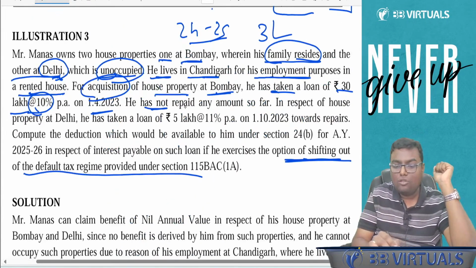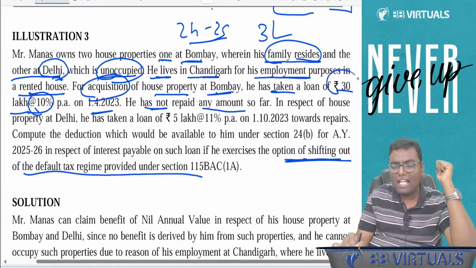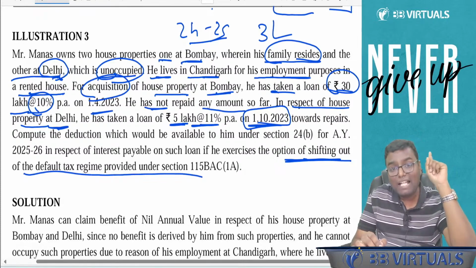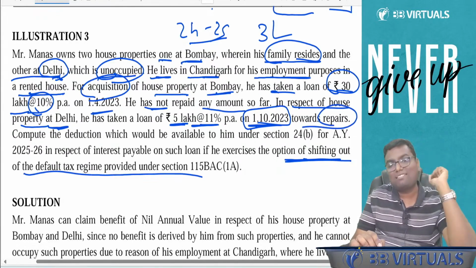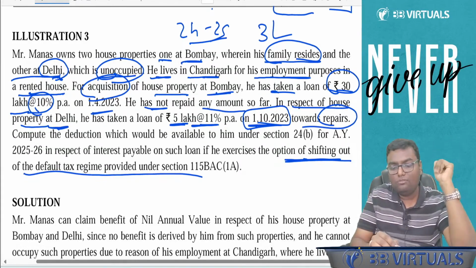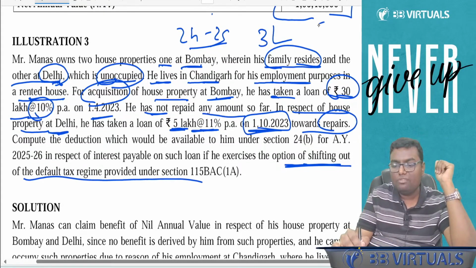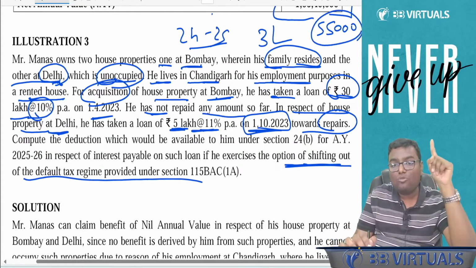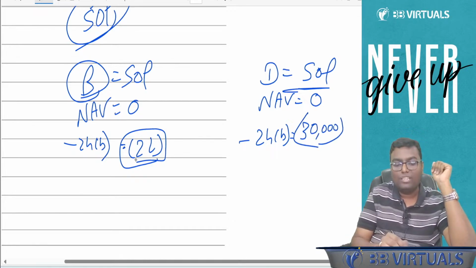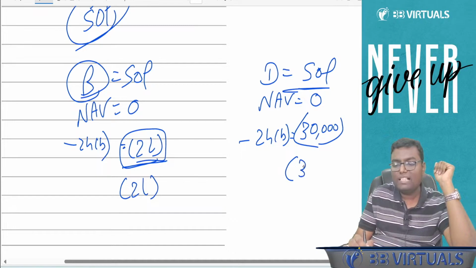Further, he has not repaid any amount so far. That's why I have done 30 lakh into 10%. In respect of the house property at Delhi, he has taken a loan of 5 lakh at the rate of 11% on 1st October 23, again last year, towards repairs. So tell me, what will be the interest for current year 24-25? Can I say full 5 lakh into full 11%, total 55,000? But this is SOP. Loan is taken for repairs. What is the maximum deduction you will get? 30,000. So here you will get 2 lakh rupees deduction. Here you will get 30,000 deduction.